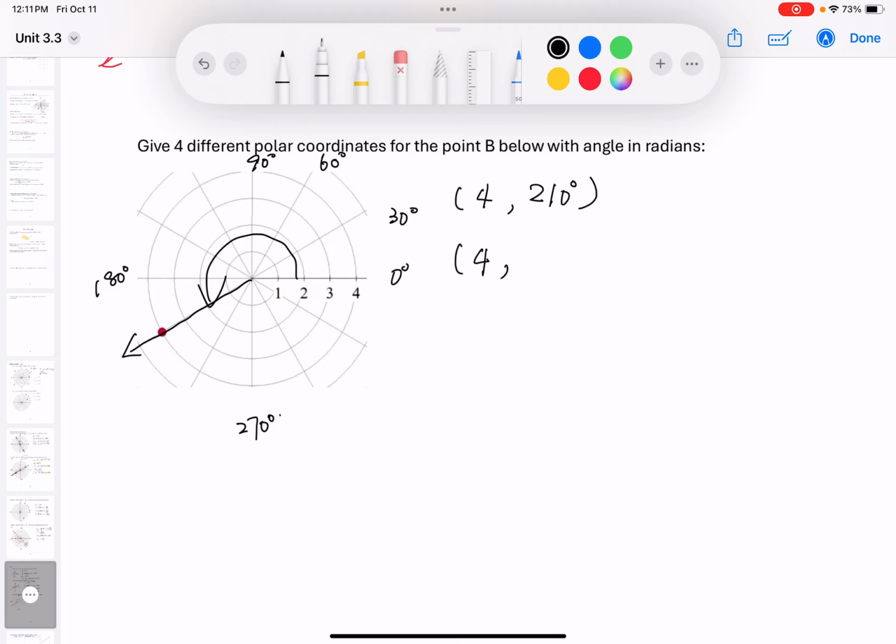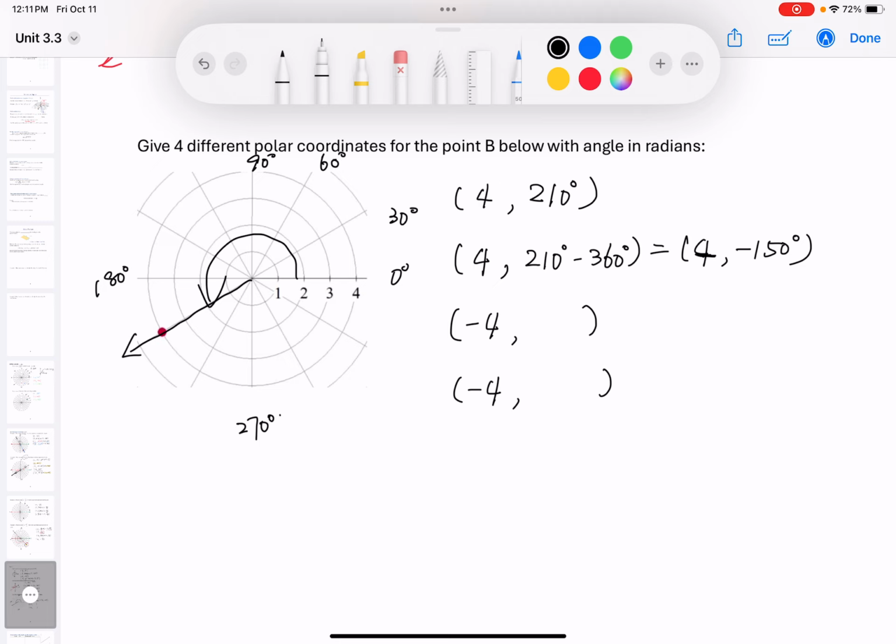All right, if I have another point with the same r, I need to find the coterminal of 210, which is 210 degrees minus 360 degrees, which is negative 150. So I have 4 comma negative 150 degrees. And the next 2 points are negative 4 comma angle.